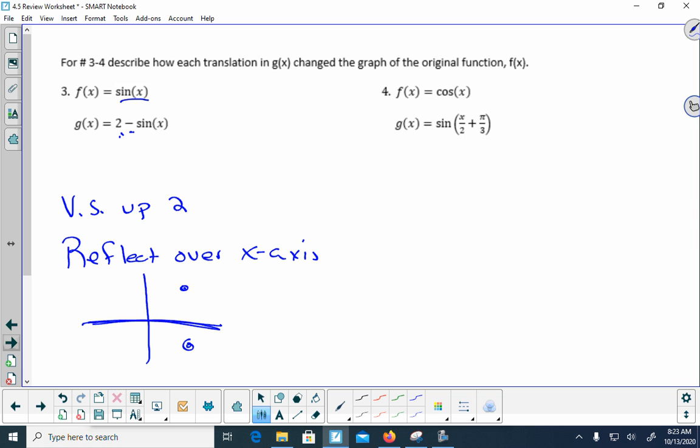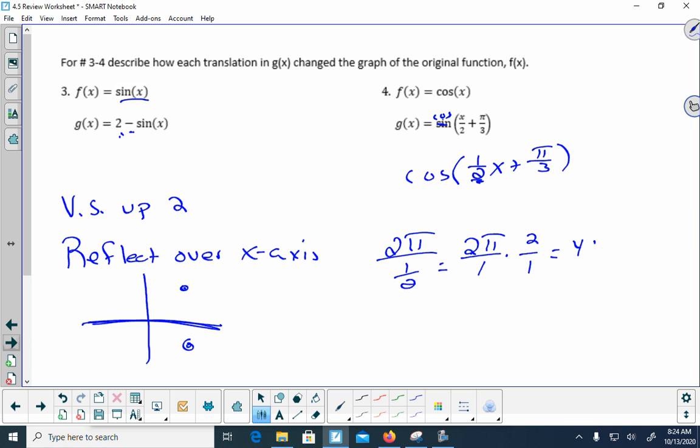Okay, number 4, remember we told you to change this to cosine. So when I do number 4, the parent, I'm going to rewrite this, and instead of writing x over 2, I might write 1/2 x, then plus pi over 3. That way I can clearly see that my B is 1/2. I could find my new period if I wanted, 2 pi divided by 1/2, and I get 4 pi because I take 2 pi over 1, multiplied by the reciprocal, and I get 4 pi.